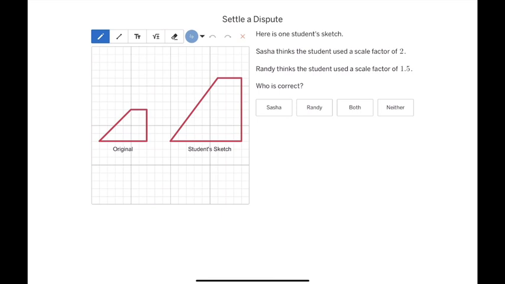So I'll do Sasha's work in blue. So this is 1, 2, 3, 4, 5. So this is 6. And then 1, 2, 3, 4, 2, 1, 2, 3, 4. And then 4 but diagonal. This new student sketch, 1, 2, 3, 4, 5, 6, 7, 8, 9, is 9. 1, 2, 3, 4, 5, 6, 7, 8. It's 8. 1, 2, 3.